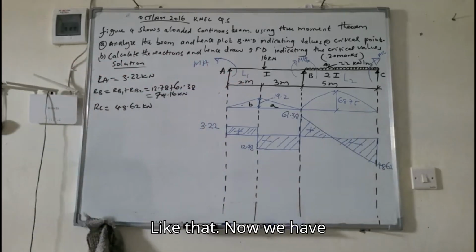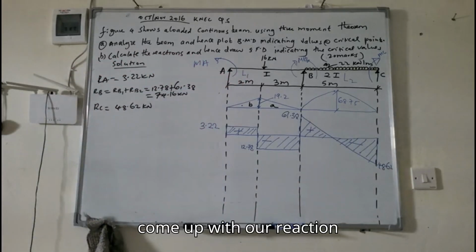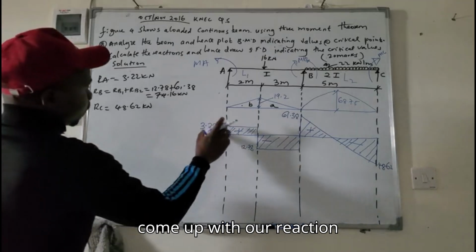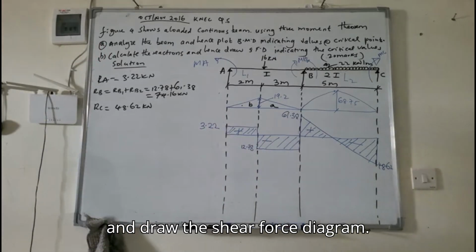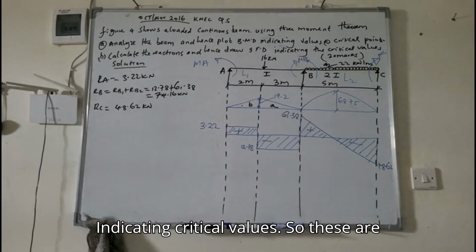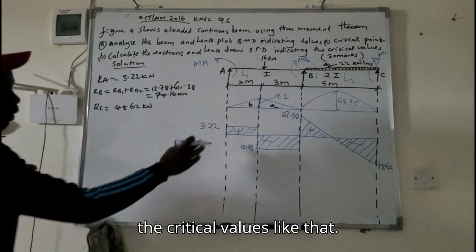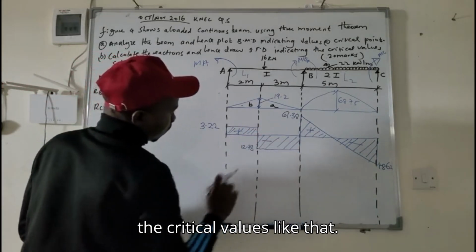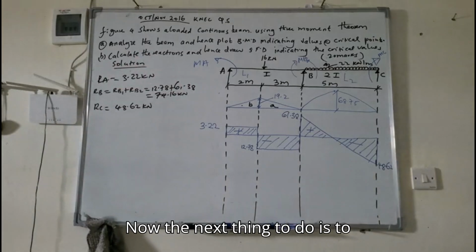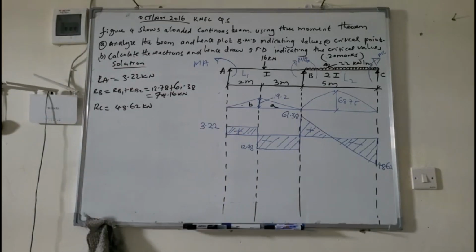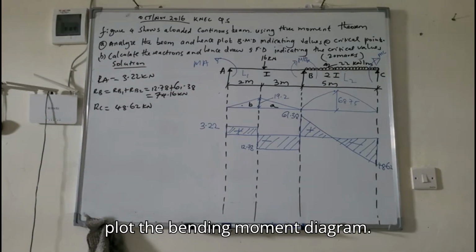Like that. Now we have come up with our reaction and draw the shear force diagram indicating critical values. So these are the critical values, like that. Now the next thing to do is to plot the bending moment diagram.